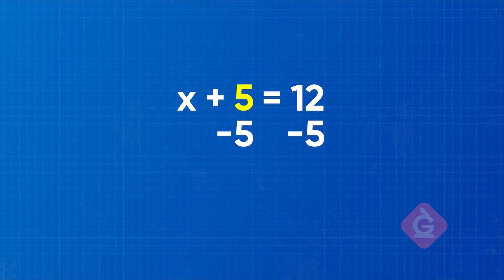On the left side, 5 minus 5 is 0, so that cancels out. We can draw a diagonal line through it to show that. And on the right side, we have 12 minus 5, which is 7. Now we see that X equals 7. Perfect. That means we have $7 in the piggy bank.